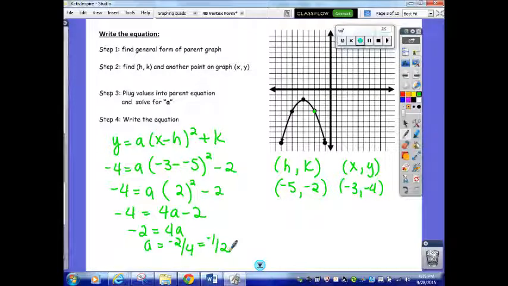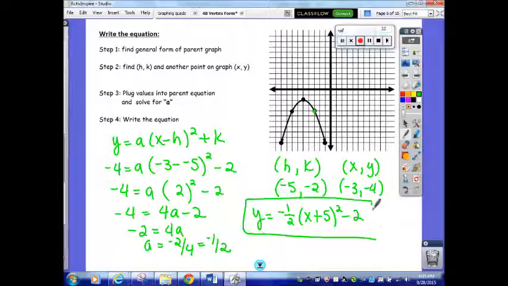So now we're ready to write our equation. Make sure you pick up the vertex, not the xy point, the hk point. So -1/2 (x minus -5), which makes it +5, squared minus 2. There's your equation. You do need to know both methods, okay? Or at least this method. The other method is a shortcut, but everybody needs to be able to do this method because you're going to need this in your future math.